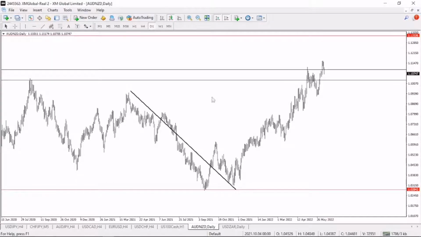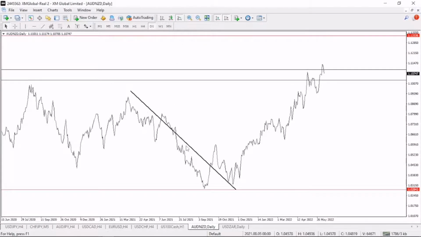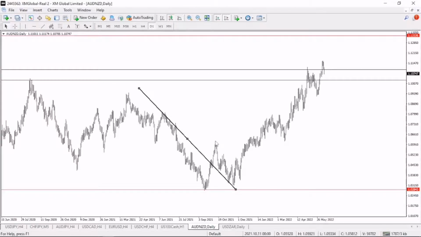As you can see, this is where the market broke out. Let me just adjust my trend line carefully. So this is where the market broke out. We had a simple break, retest, continue. Very simple.